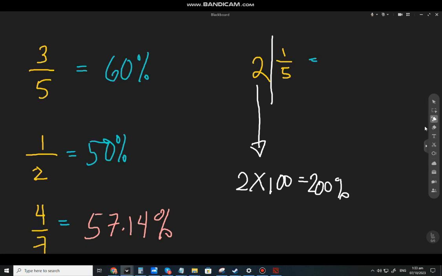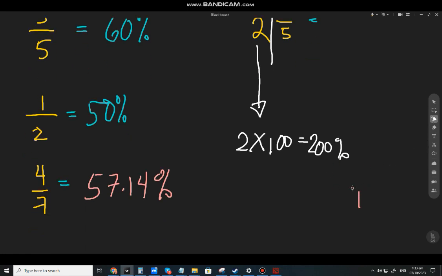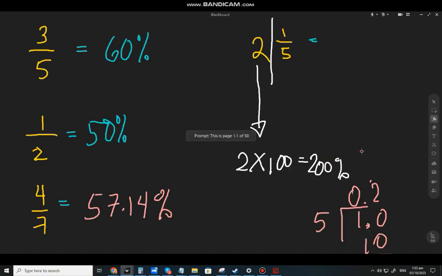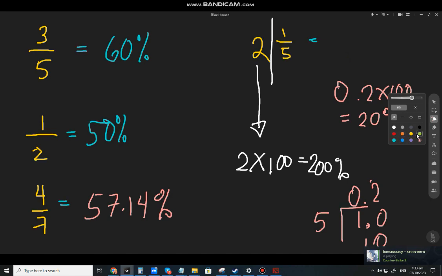Now for 1/5, let's put 1/5. 1 divided by 5. So put another 0 here, 10. 2 times 5 is 10. And yeah, 0.2. You multiply it by 100, and you will get 20. And add the percent sign, we know that 1/5 is 20%. You add 200% to 20%, and the answer will be 220%.